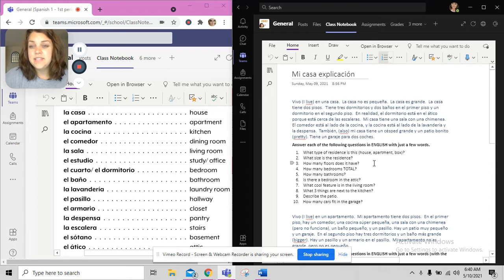All right, so what I'm going to do is go ahead and read you the paragraphs, and then I'm not necessarily going to give you the answers, but I might help you figure out where the answers are. Okay, so this first paragraph says, vivo en una casa. La casa no es pequeña. La casa es grande. La casa tiene 2 pisos.